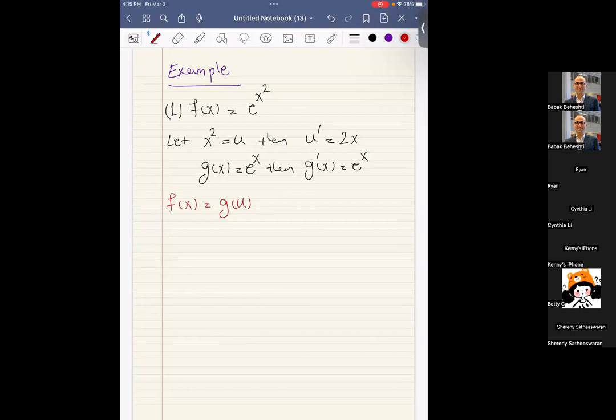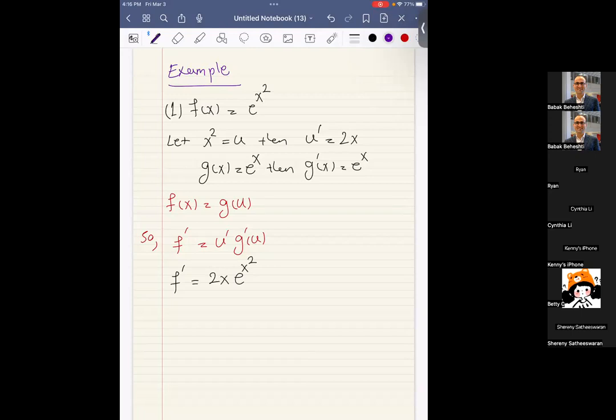So f prime is equal to u prime, by the chain rule, times g prime of u. So f prime is equal to, what is u prime? u prime is 2x. What is g prime? g prime is e to the power x. So g prime of u is just e to the power x squared. Okay? So the derivative of e to the power x squared is just 2x e to the power x squared.